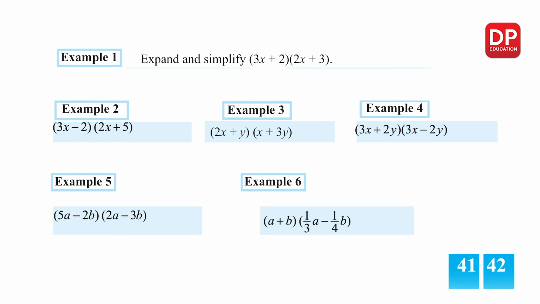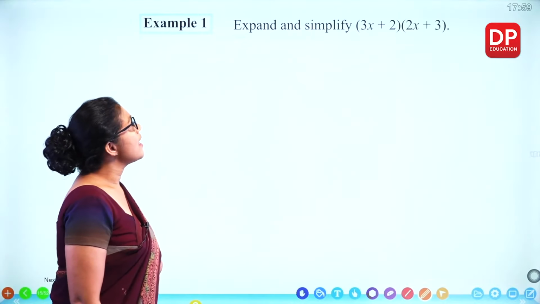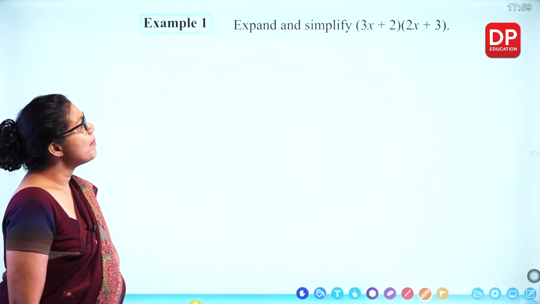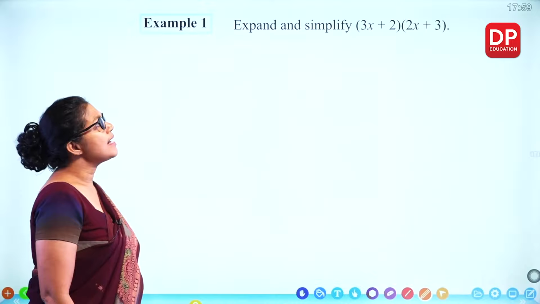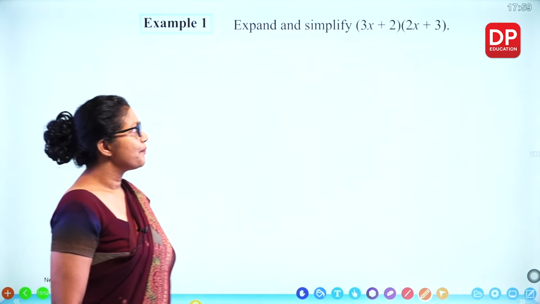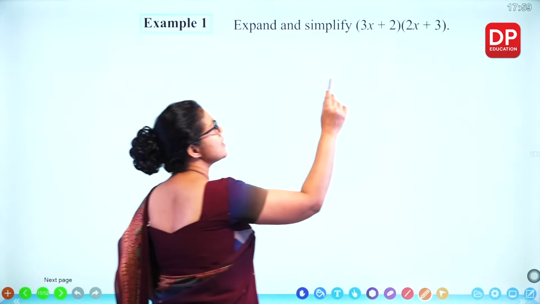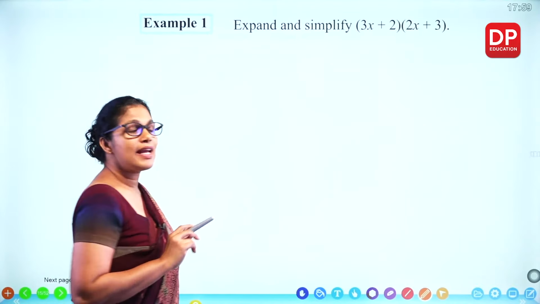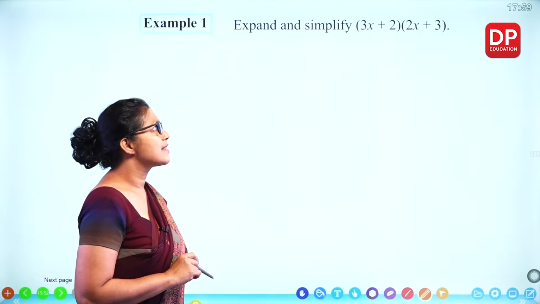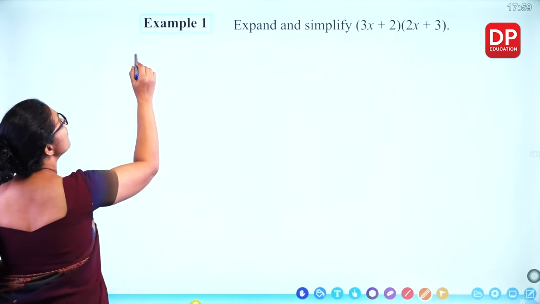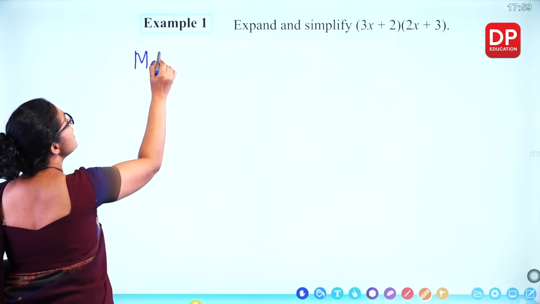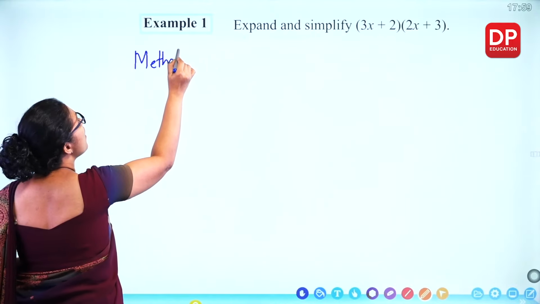Now we'll take the examples in your textbook. That's example number 1. Expand and simplify this. So you know one method now already how to expand. So I'll teach you here another 2 methods. So we'll do the method that you know already. So we'll take method 1.